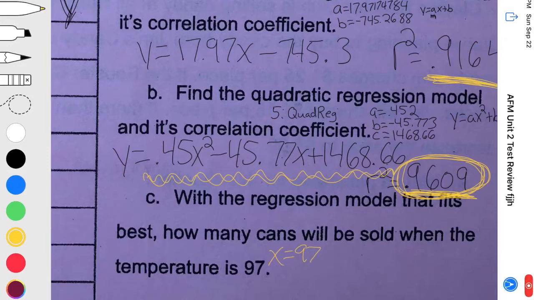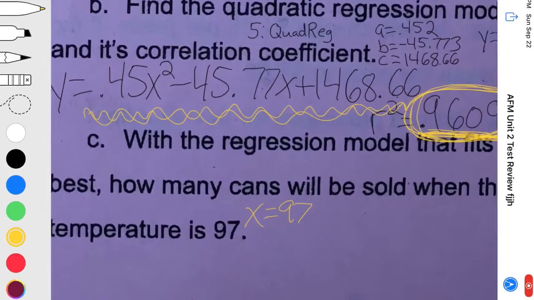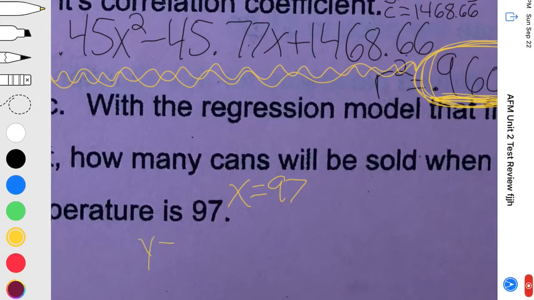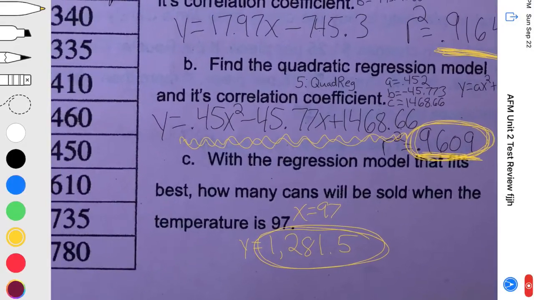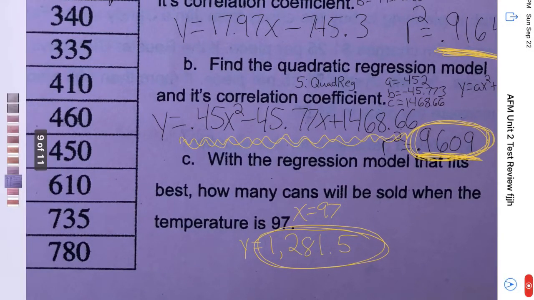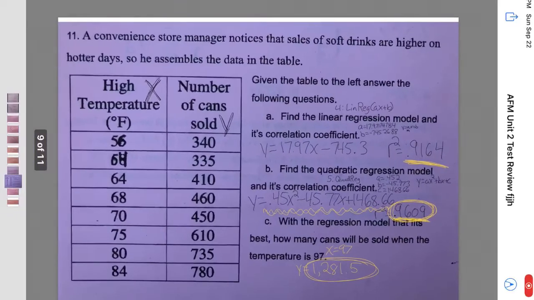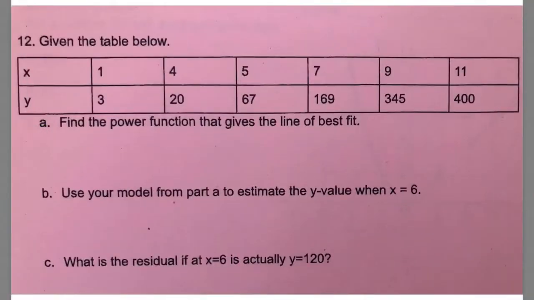Then you can go back to your table by going second graph, and it starts the table where x is 97, y is 1,281.5. So that would be the number of cans that you would have for C. And that would be 11.